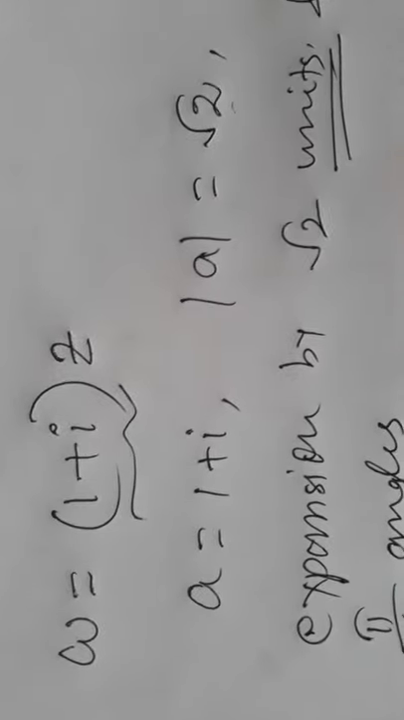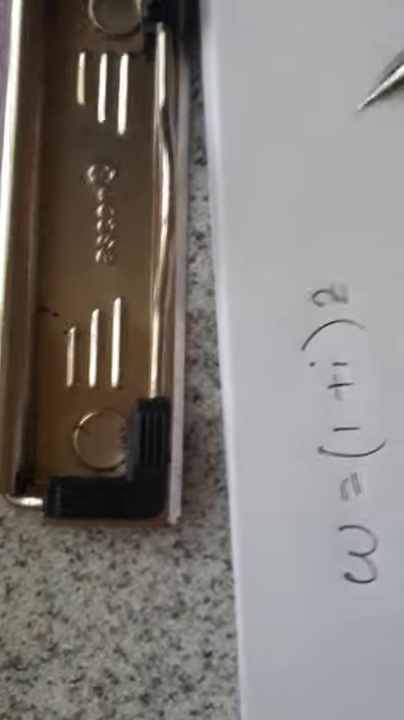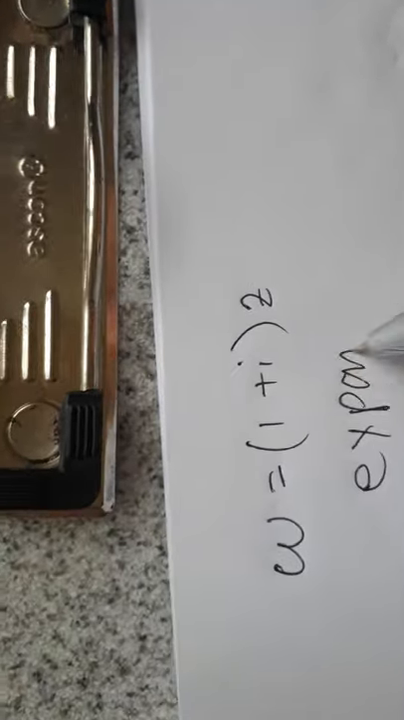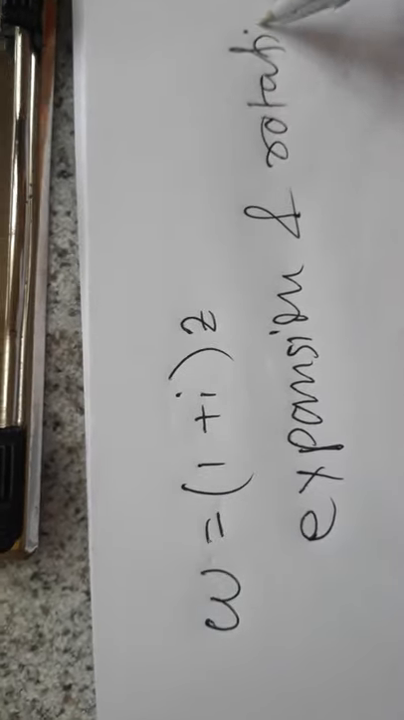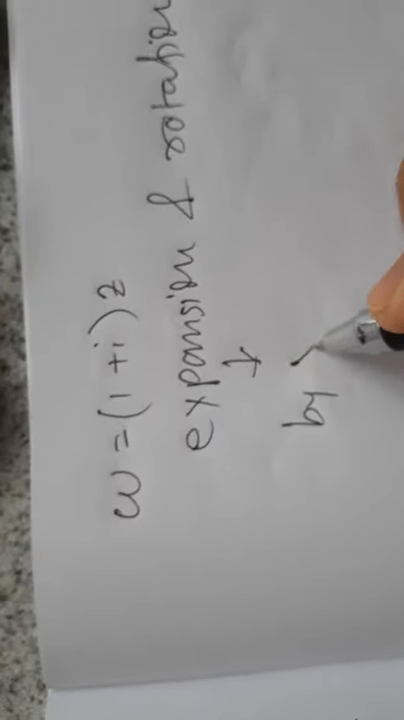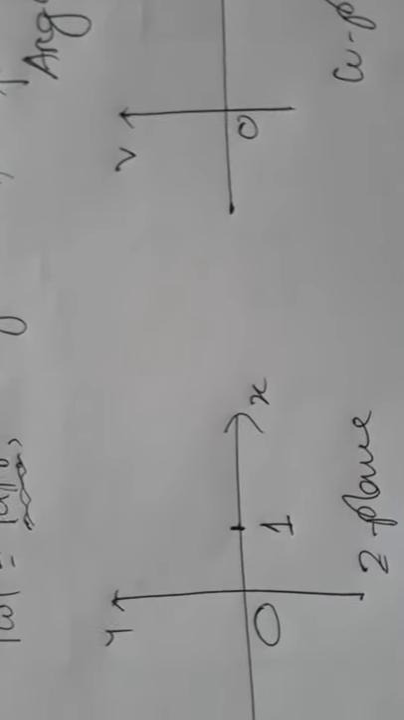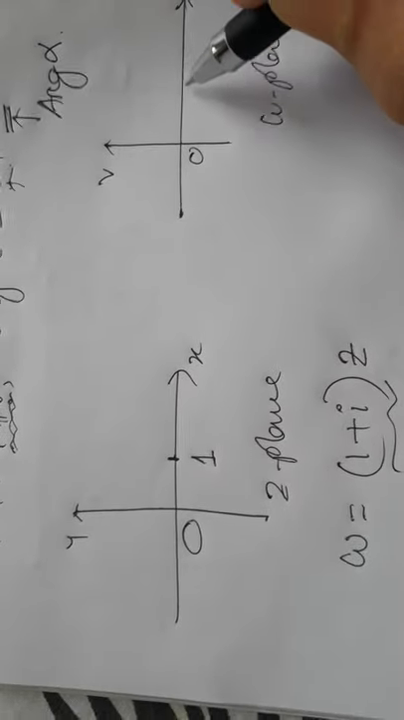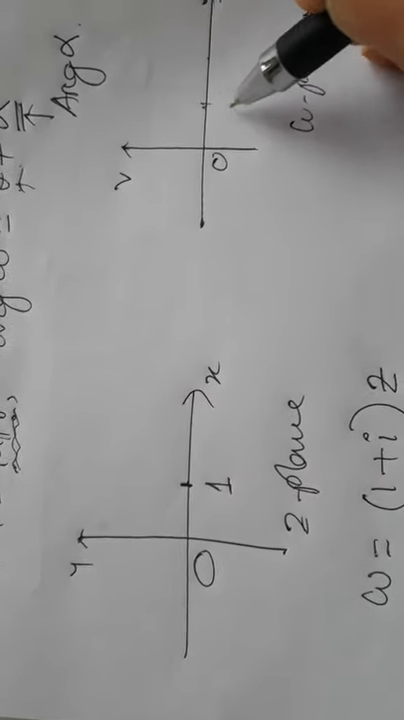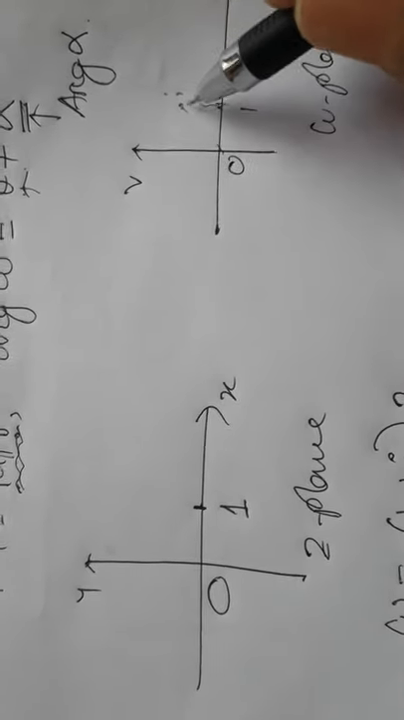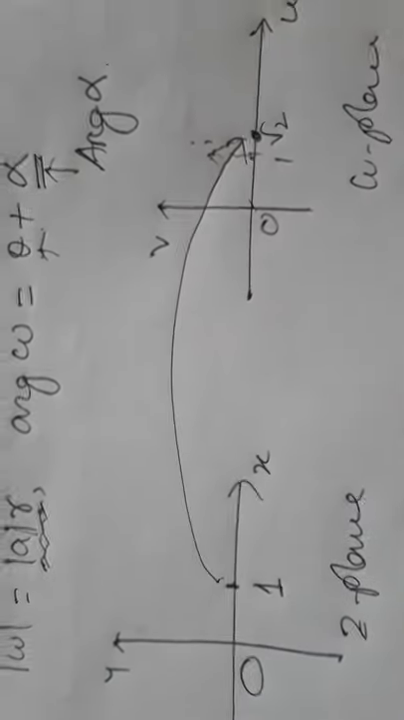Okay, this is an expansion and a rotation. The expansion is by square root of 2 units, and the rotation is by pi by 4 angle. So you see that the point 1 in the z plane under this transformation 1 plus i z becomes root 2. How do you find root 2? This is 1, this is i, so this distance is root 2. So 1 becomes root 2.